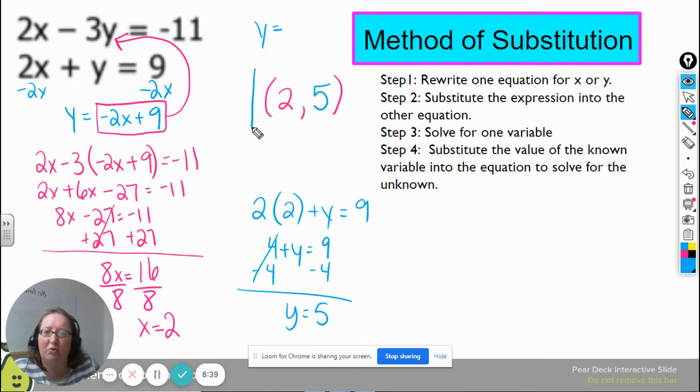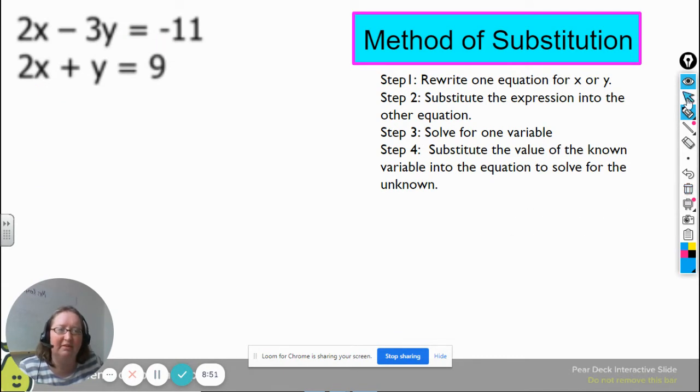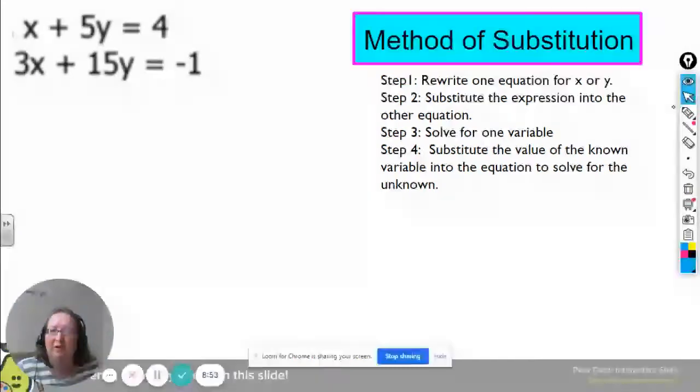And so that is our ordered pair. And this system has one solution. Has one solution, and that's what the solution is. Okay, remember, you can always pause if this seems like it's going too fast. You fast forward if you think it's going too slow.